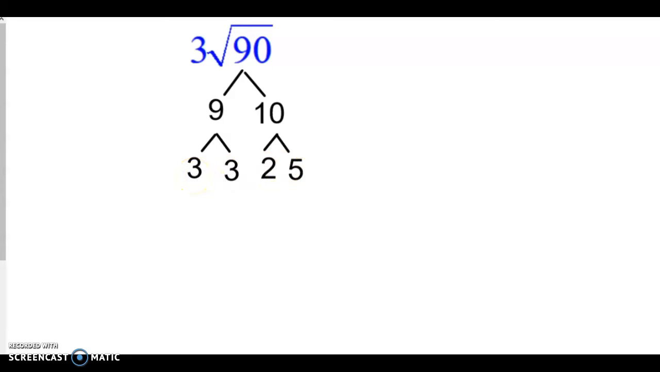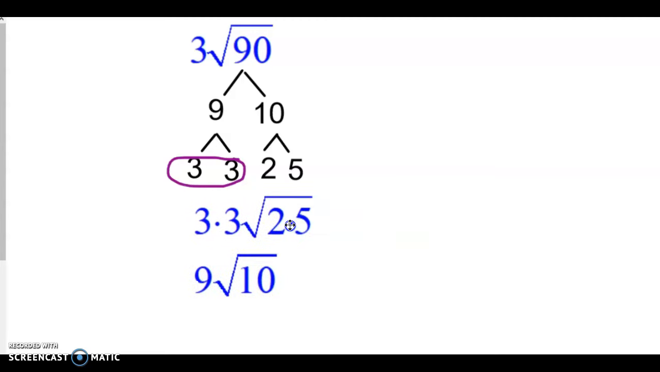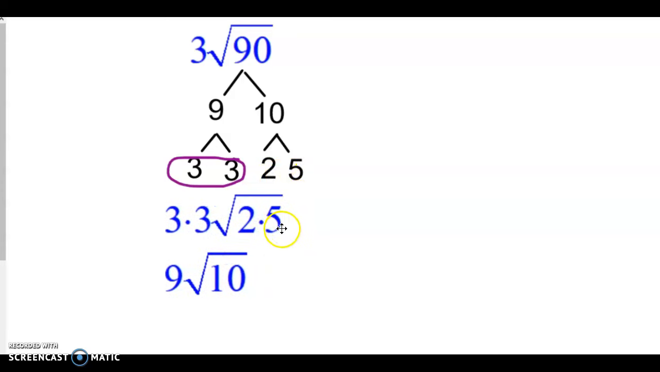I am looking for 2 of the same. Right here, I got 2 3s. So this 3 is going to be in front of the radical. The 2 and the 5 do not come in pairs. They're going to be underneath. So let's move this over here. The 2 and the 5 not in pairs underneath. Pair of 3s right here. And this 3 that's in front is coming down here. So I'm going to multiply the 3 that was in front by the pair of 3s. So my final answer, 9 square root of 10.